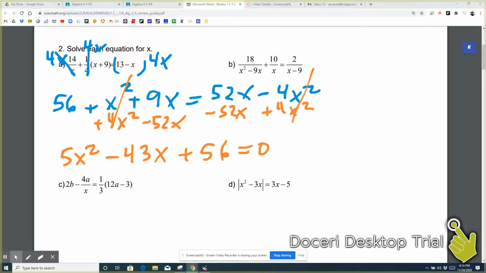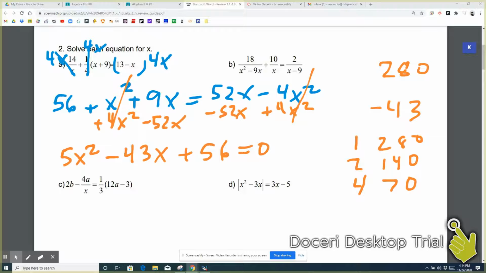So we need to find two numbers that multiply to 5 times 56, which is 280. All right, so two numbers that multiply to 280 and add to negative 43. If those numbers don't exist, we have to do the quadratic formula. So the numbers that multiply to 280 would be like 1 and 280, 2 and 140, 3 doesn't go into 280, 4 and 70, 5 and let's see, 5 and 42.